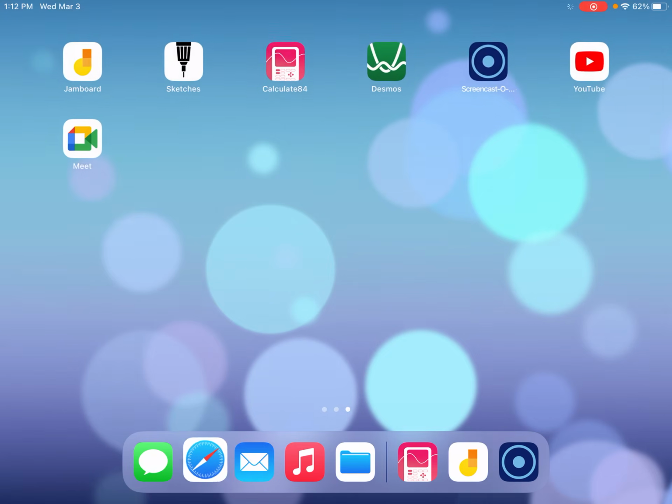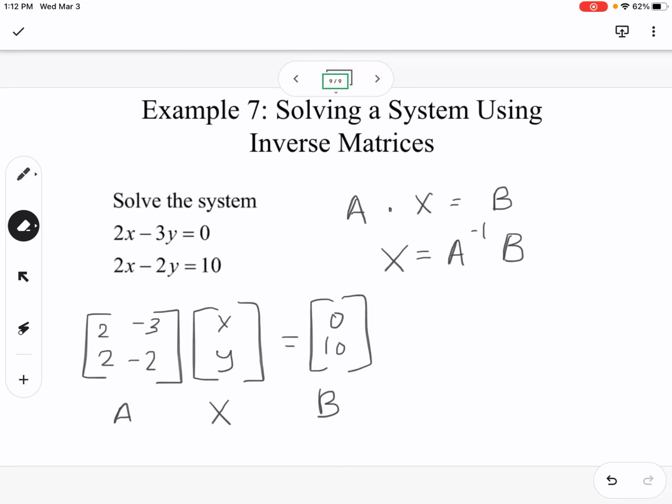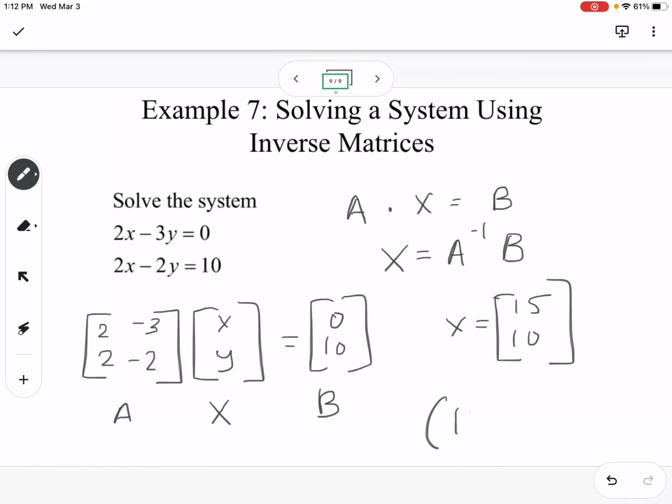So if we go back to here, that tells us that x was equal to 15, 10. So that means the solution is x is 15, y is 10. So that's how we can use inverses to solve as well.